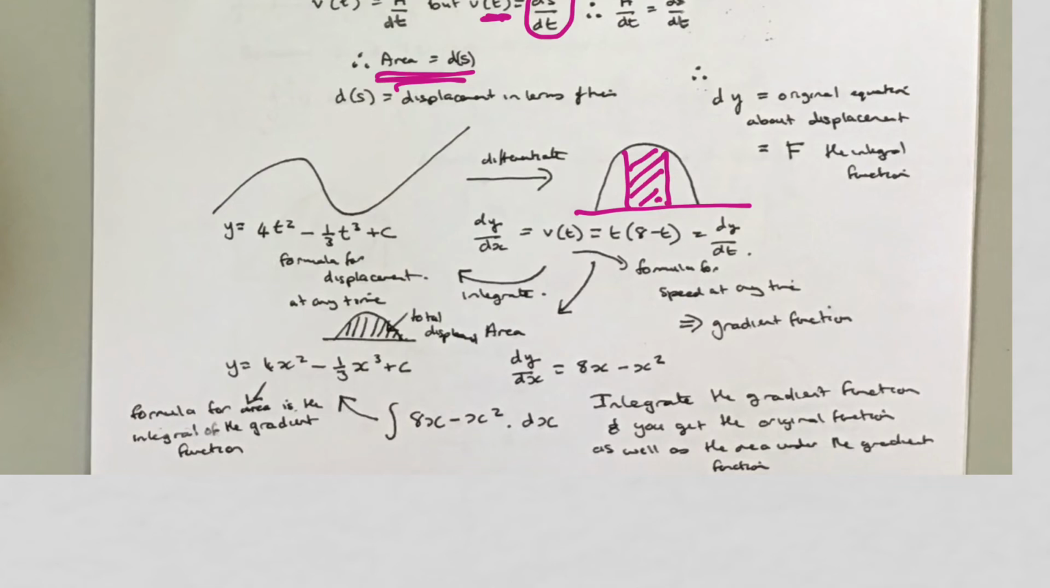You could do it here. You could take these values, plug them in here, work out the displacement there, work out the displacement there, and subtract, and you could find it as well, right? But we're going to be working from the gradient function, not from the original function.